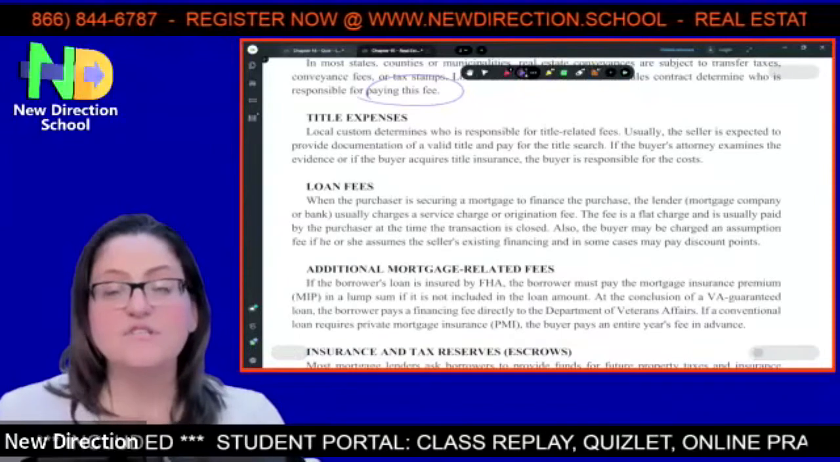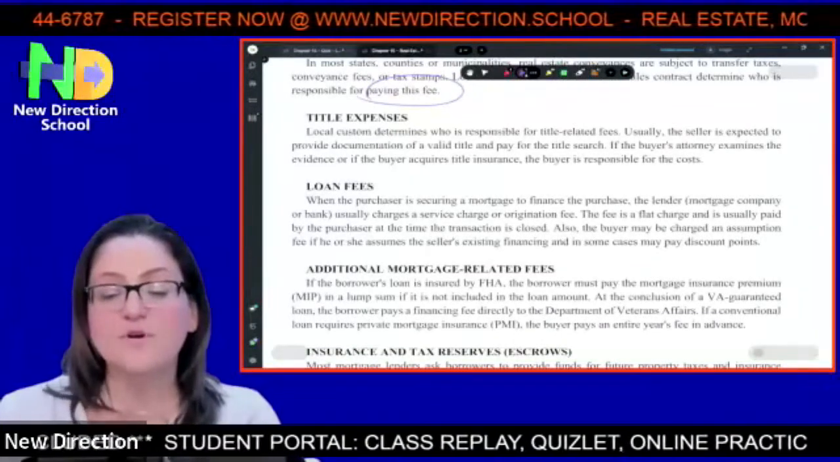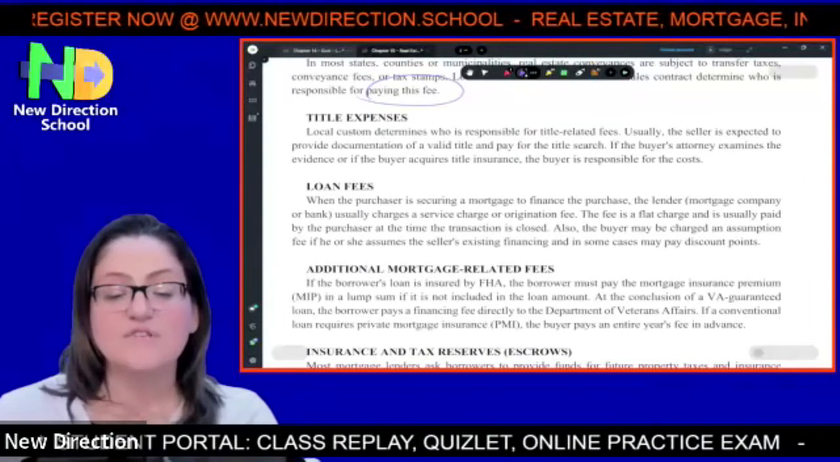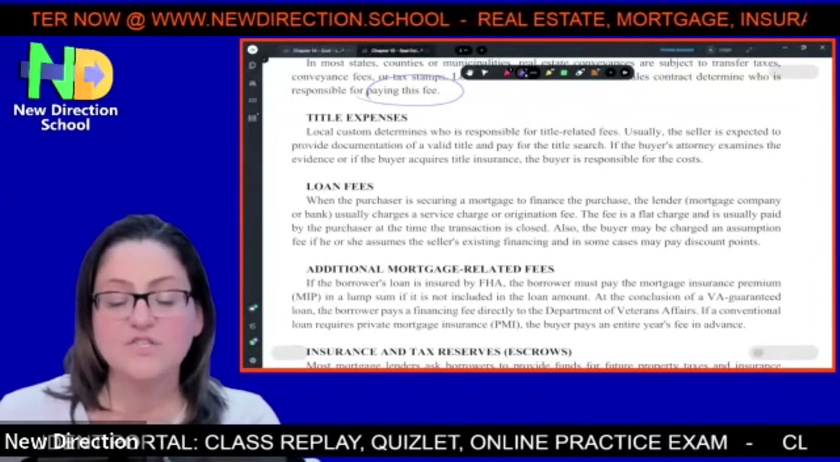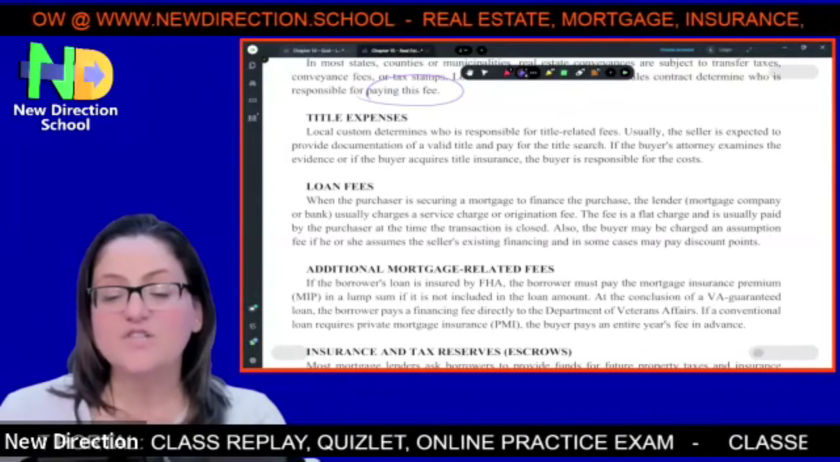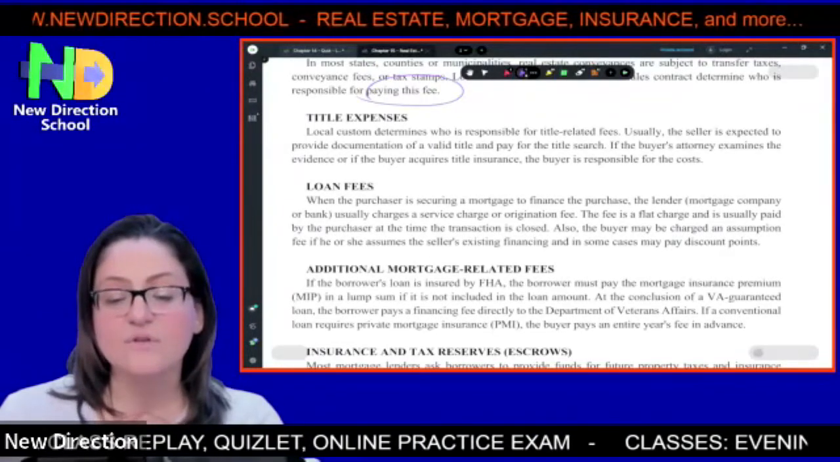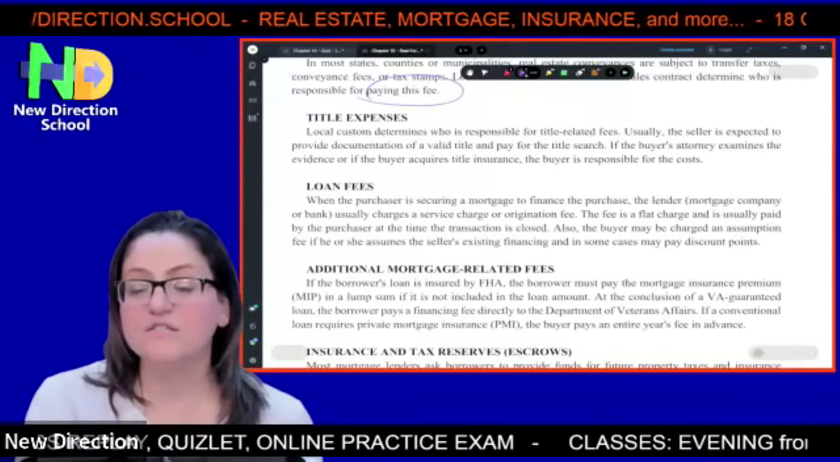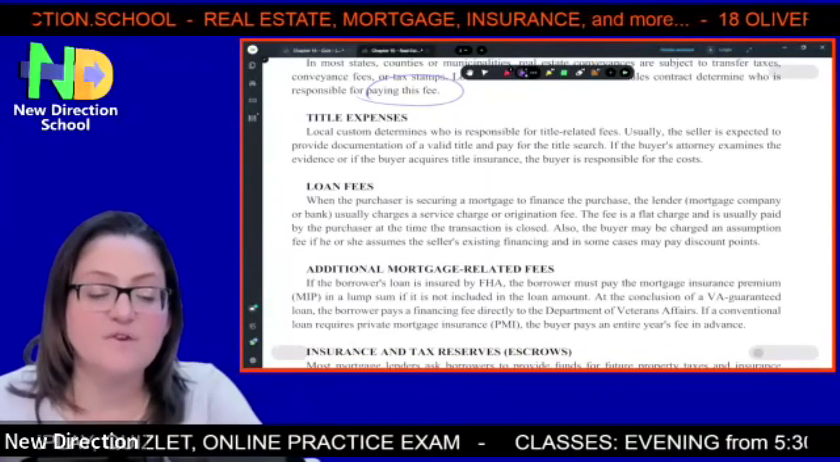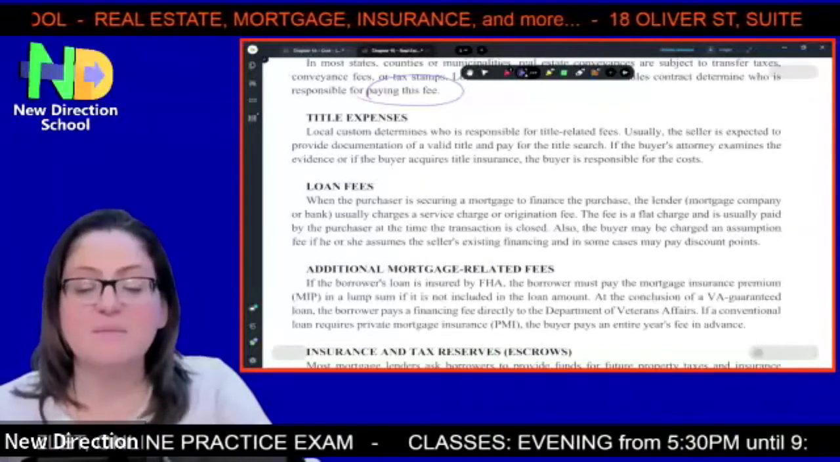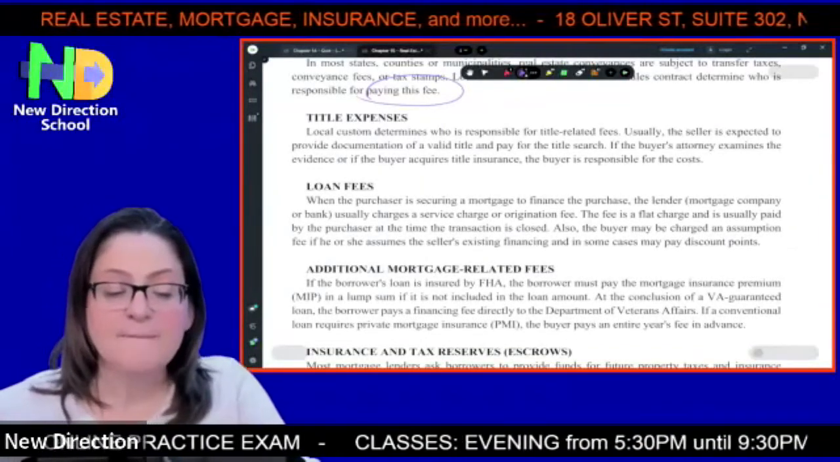When the purchaser is securing a mortgage to finance the purchase, the lender, mortgage company, or bank usually charges a service fee or origination fee. The fee is a flat charge and is usually paid by the purchaser at the time the transaction is closed. Also, the buyer may be charged an assumption fee if he or she assumes the seller's existing financing. In some cases, they may pay discount points. Okay.